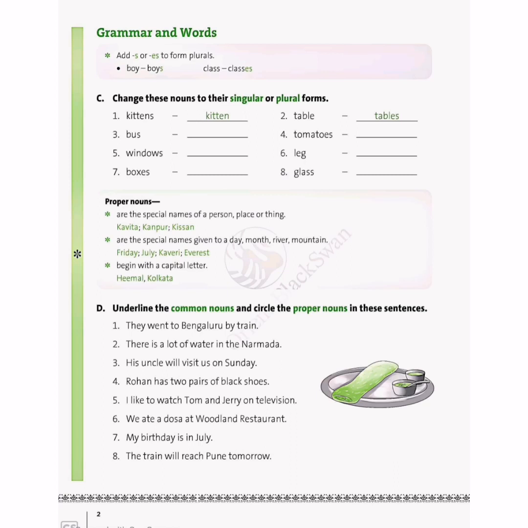Okay, now today we will do the grammar and words which is related to singular and plural nouns, common nouns and proper nouns, and countable and uncountable nouns. So we will start with singular and plural.